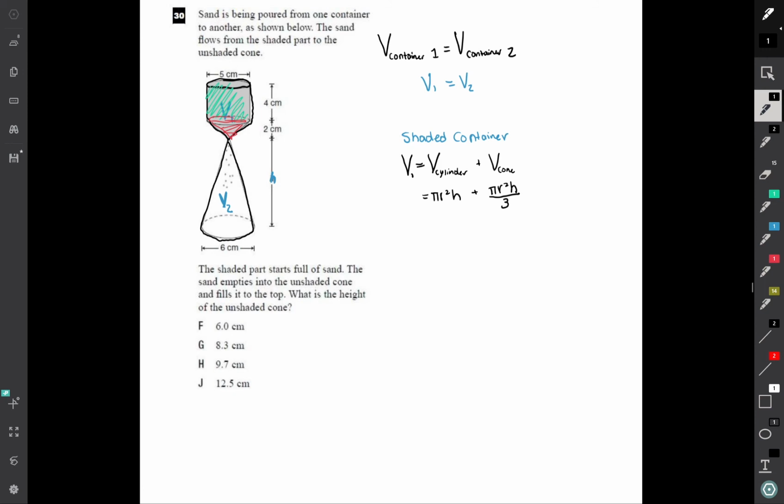So we're just going to put in values. If we look at the cylinder, we have 3.14, our radius is 2.5 squared, and our height is going to be 4 centimeters. Now for the cone, we have 3.14 times, again, 2.5 squared. Our height is 2, and divide by 3.